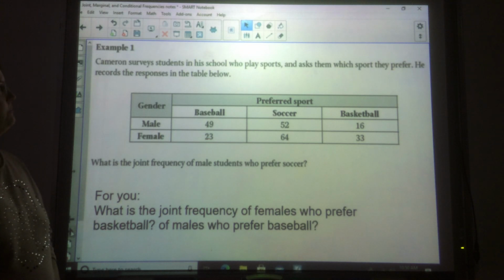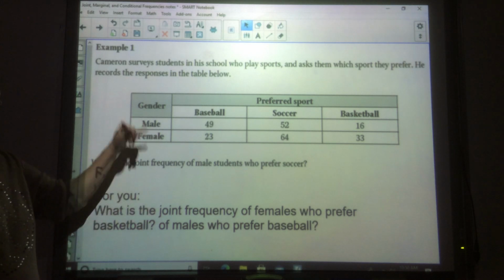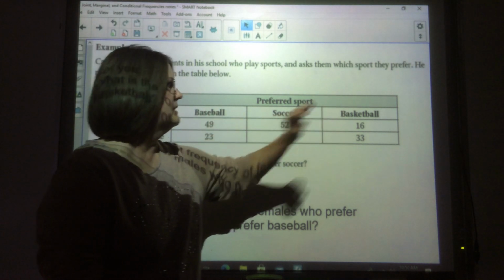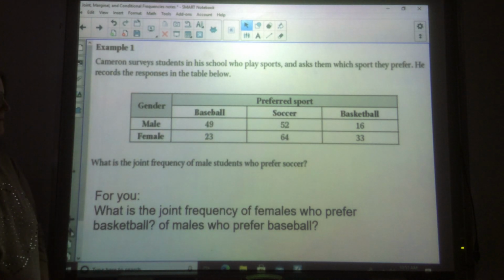Now, here's an example. Cameron surveys students in his school who play sports and asks them which sport they prefer. He records the responses in the table below. And here we are: male, female, baseball, soccer, basketball. That's just what's in the data. What is the joint frequency of male students who prefer soccer?